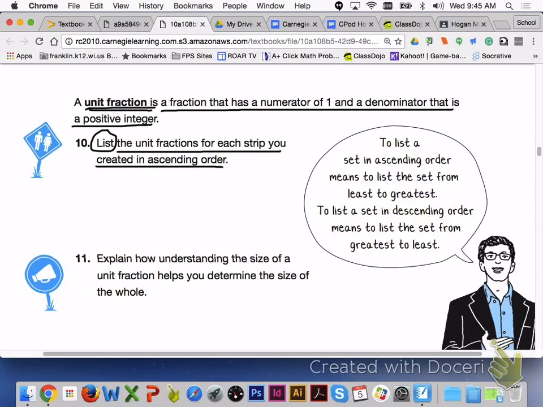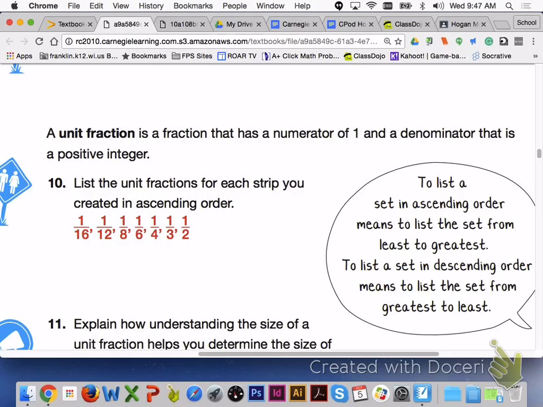Answer number 10 with your group members. And remember, to list a set in ascending order means to list the set from least to greatest. If you are listing a set in descending order, you are going to list the set from greatest to least. For number 10, the unit fractions in ascending order are 1/16, 1/12, 1/8, 1/6, 1/4, 1/3, and 1/2.